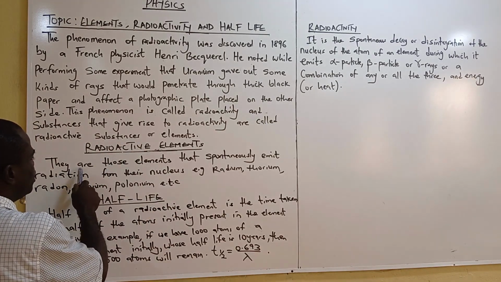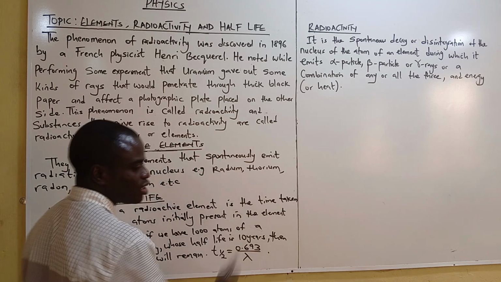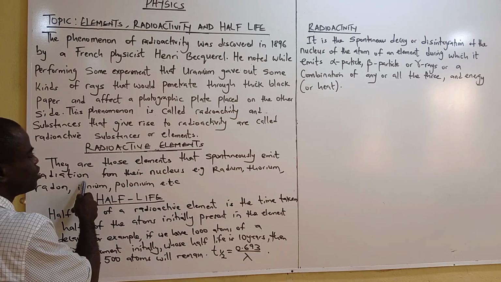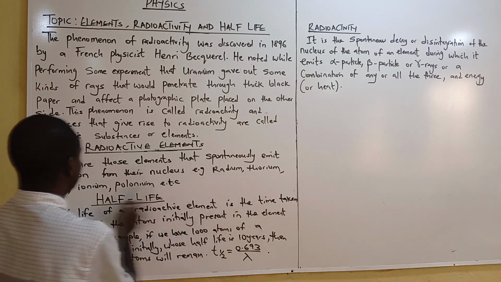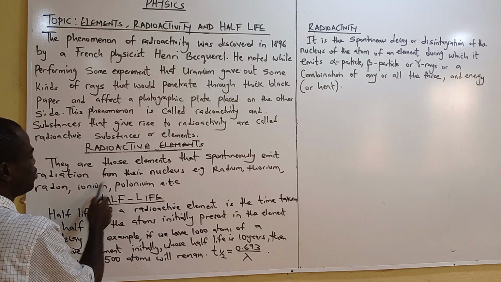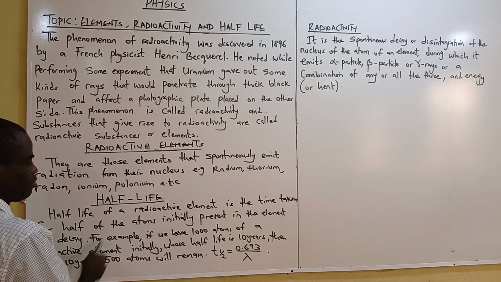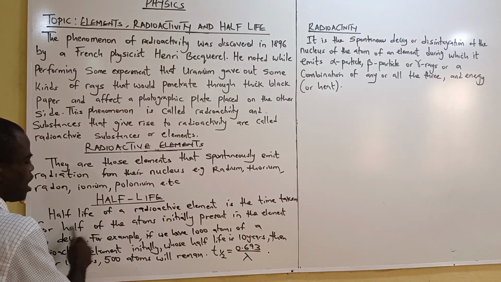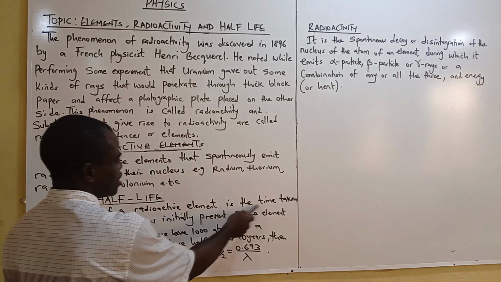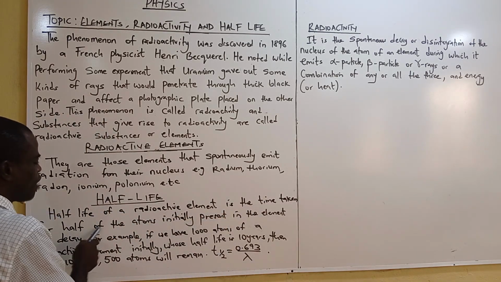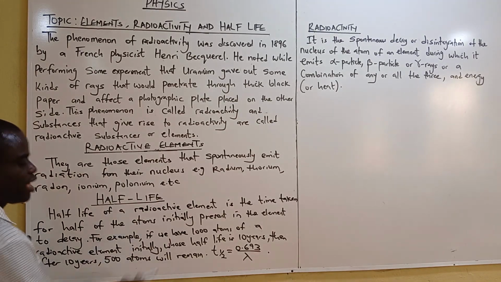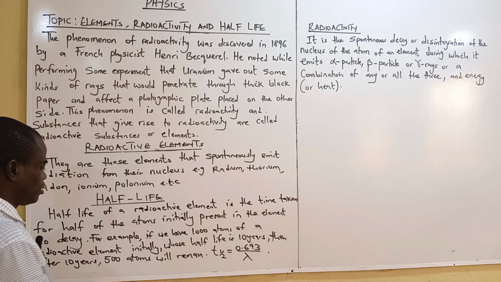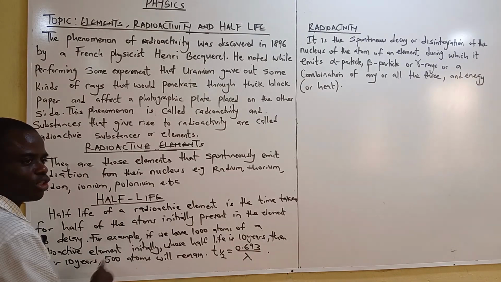Radioactive elements are those elements that spontaneously emit radiations from their nucleus, e.g., radium, thorium, radon, ionium, polonium. Half-life. Half-life of a radioactive element is the time taken for half of the atoms initially present in the element to decay. We are going to see some workings on that as we move on in the topic.